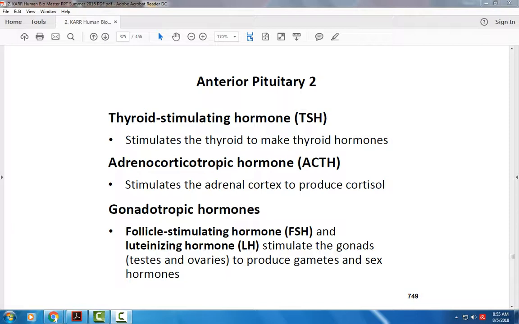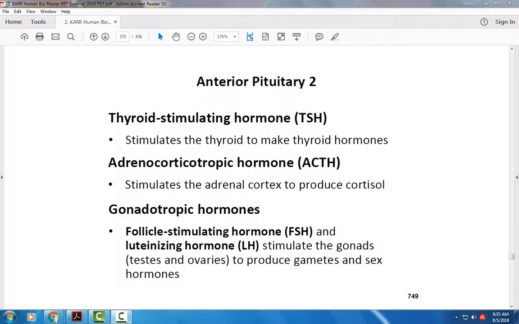Anterior pituitary is a true endocrine gland, and it secretes several hormones, still under the control of the hypothalamus, but it's true endocrine tissue, and it makes those hormones and secretes them to the blood. So some of the hormones from the anterior pituitary control other glands of the endocrine system, and any hormone that controls another endocrine gland, we call that a tropic hormone. So you'll see that word in a couple of these hormones we're going to talk about.